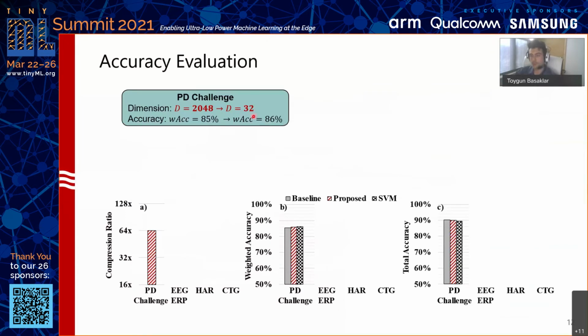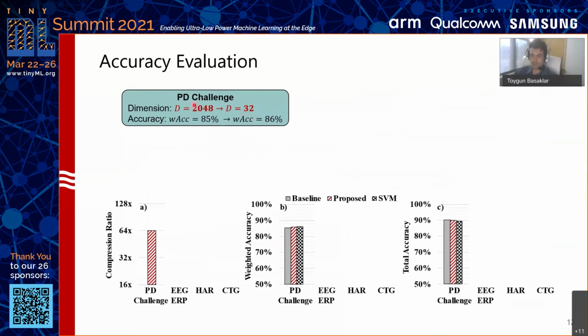So we didn't use the same dimensionality for every application. For each application, we first sweep the dimensionality of the hyperspace to decide the dimension to be used in the baseline HTC implementation, and for each dataset, and then the proposed method is used to minimize the dimensionality.